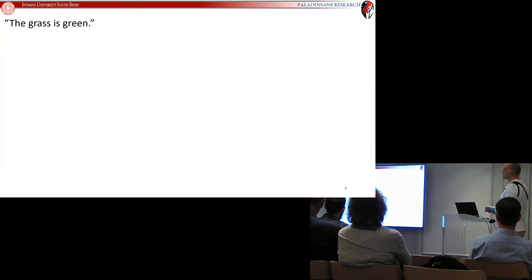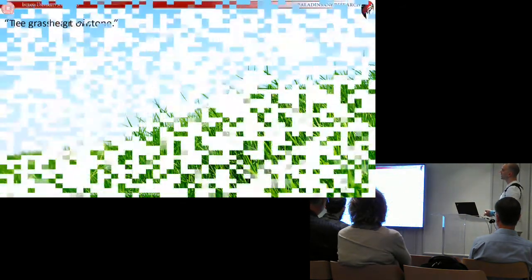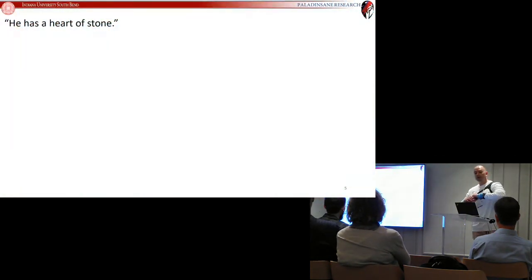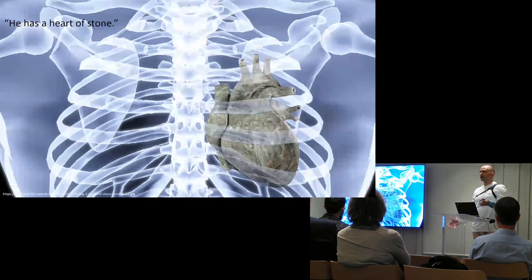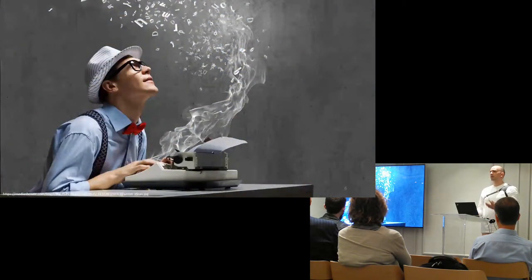So some sentences, like the grass is green, we understand those literally, that means the grass is green. Other sentences, like he has a heart of stone, we know that that does not mean that he literally has a heart of stone, but he's emotionless, he's cold, it's metaphorical. Pictures, in the same way, can be metaphorical.